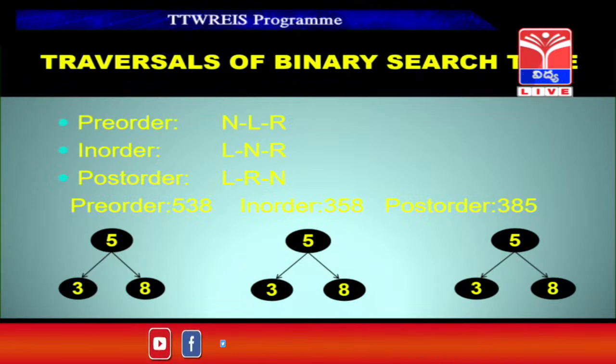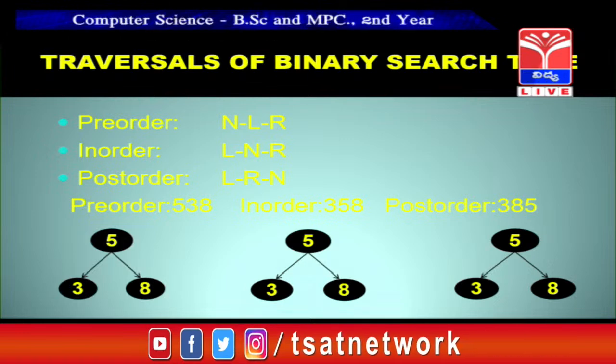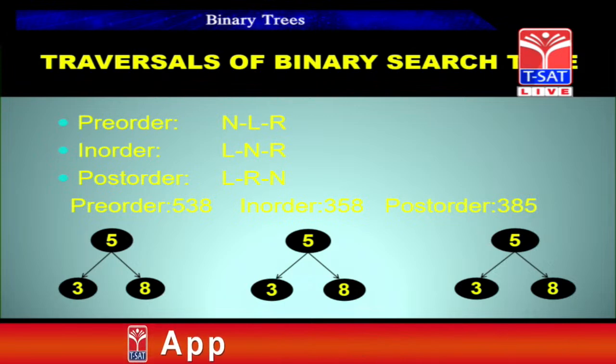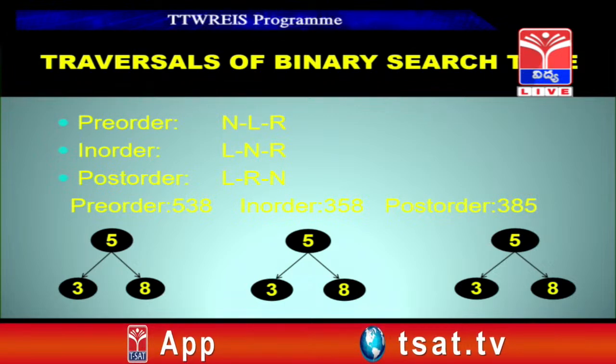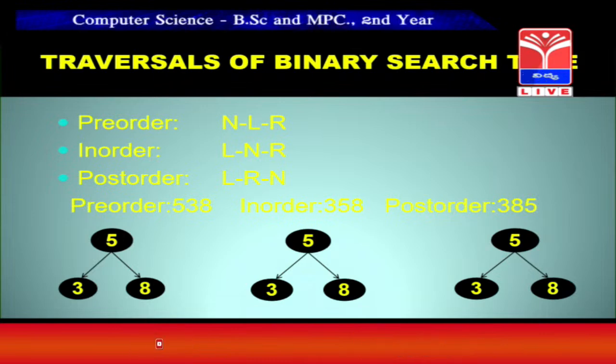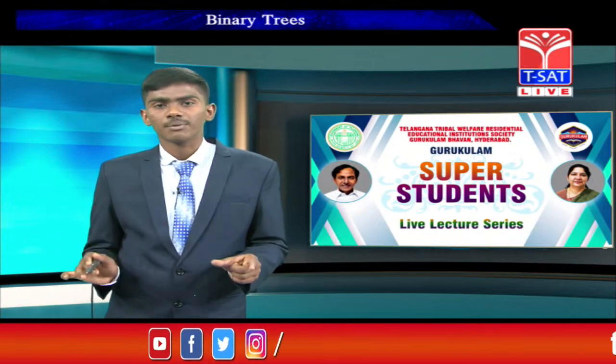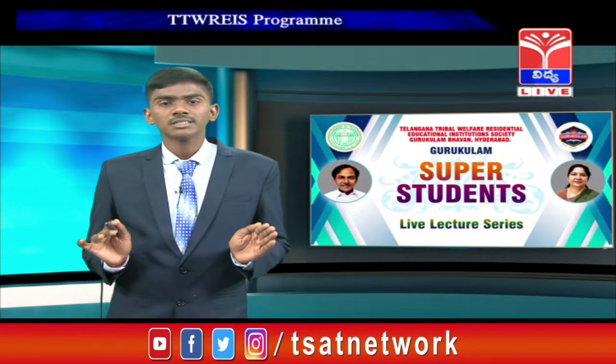And last but not least, the traversing method is post-order traversal. In this traversal we visit the left node first, then we visit the right node, and last we visit the root node. It gives the order of the data elements as 3, 8, 5. These are the traversing methods.